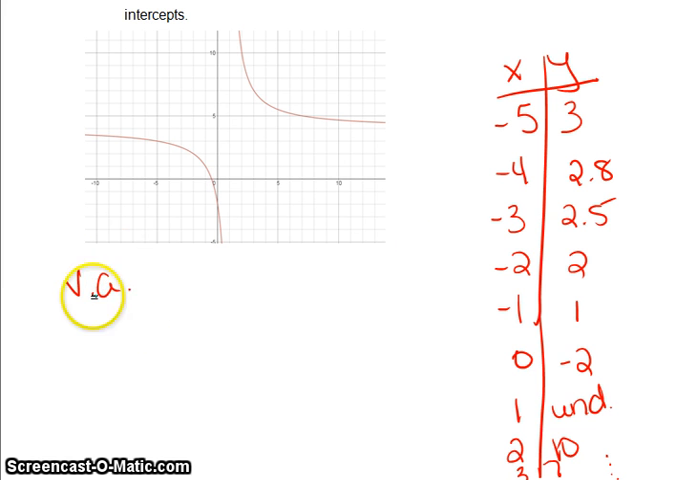So your vertical asymptote, that is when we're looking at the denominator of our fraction. So that's when we had 6 over x minus 1. So what value for x will make our denominator 0? So set that equal to 0. And what we have is that x is equal to 1. That right there is our vertical asymptote.